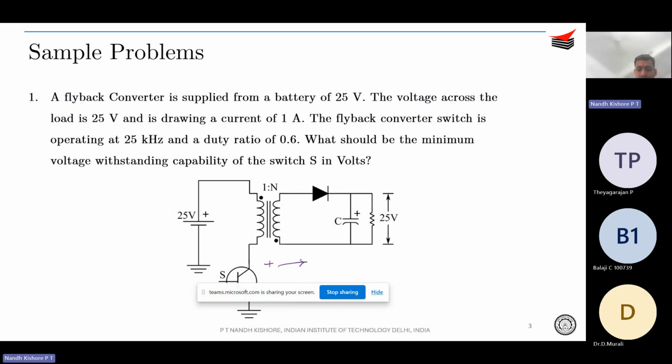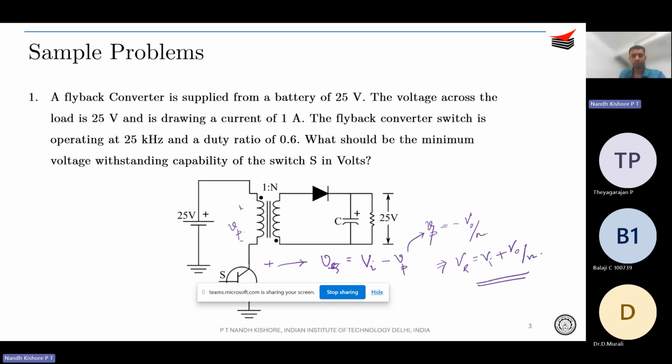Over there, we saw that the switch voltage Vs, or let me call it Vq, is equal to Vi minus Vp, correct? This is your Vp. Just by KVL, Vq is equal to Vi, which is 25 volts over here, minus Vp. Later on, it turned out that Vp is equal to minus V naught over N. Therefore, Vq is equal to Vi plus V naught over N. This is something we saw in the previous problem as well, and this is the blocking voltage across that device.